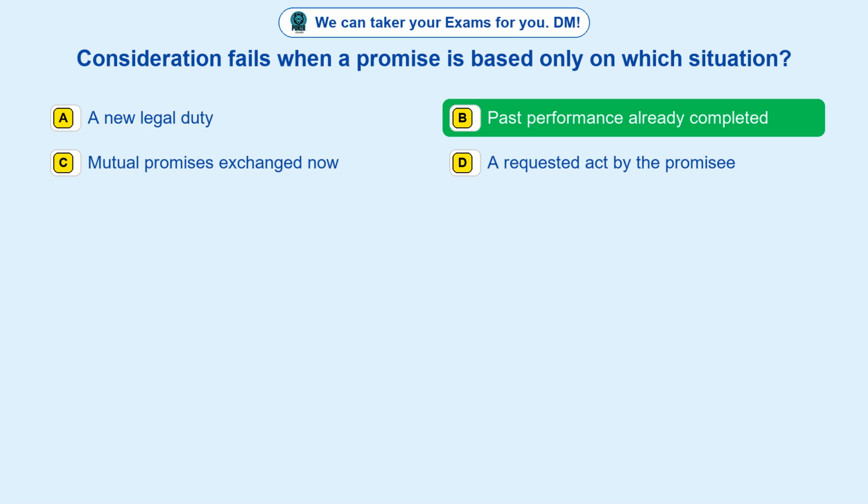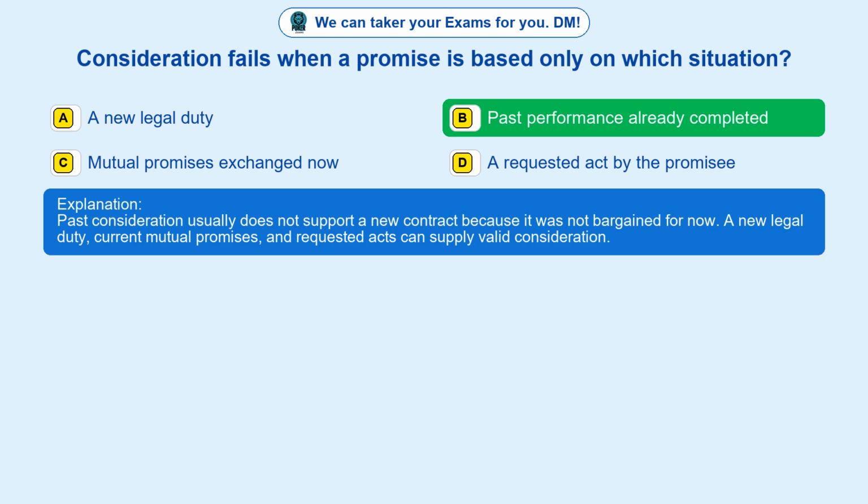Past performance already completed. Past consideration usually does not support a new contract because it was not bargained for now. A new legal duty, current mutual promises, and requested acts can supply valid consideration.